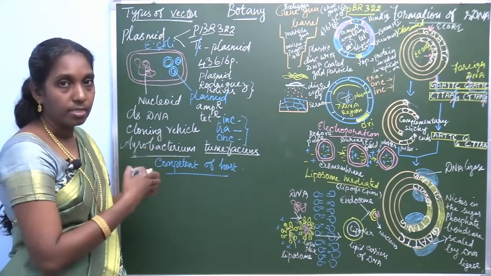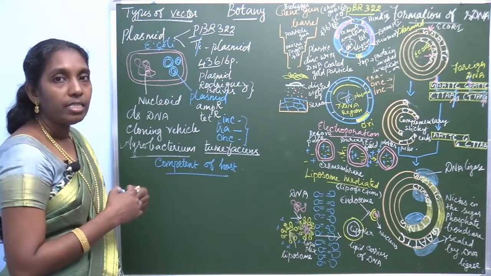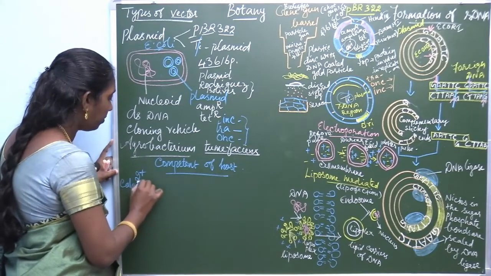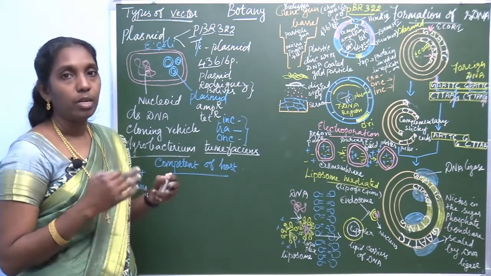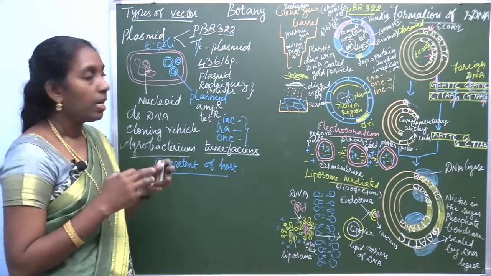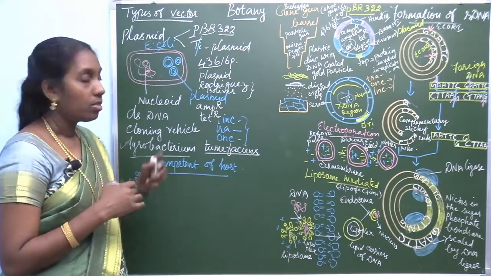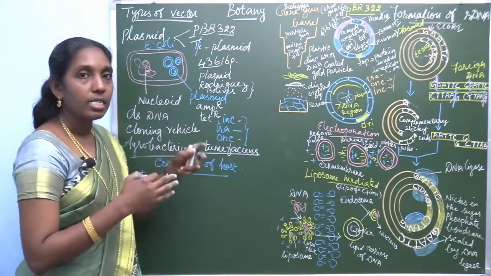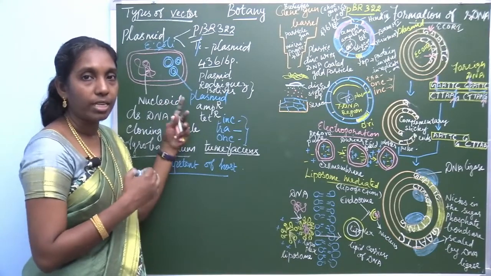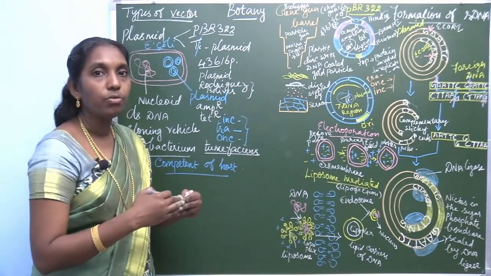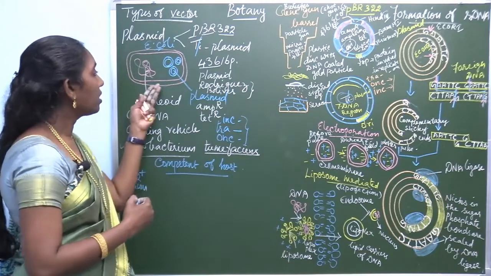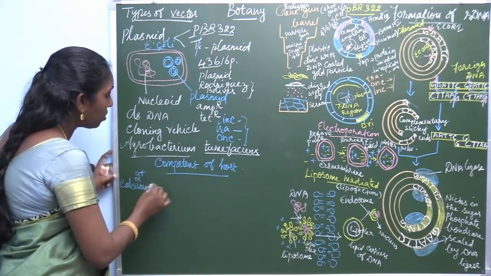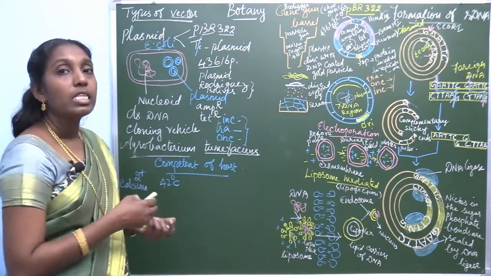How to make this cell competent? It can be treated with divalent cations, that is 2 plus cations. Calcium is one example. The cell is treated with these divalent cations, and this cell along with the plasmid, the cloning vehicle carrying the recombinant DNA, is kept on ice. Both the rDNA as well as the host cell are treated on ice. Then it is given heat at 42 degrees Celsius.